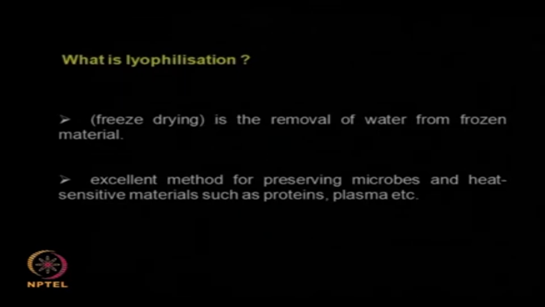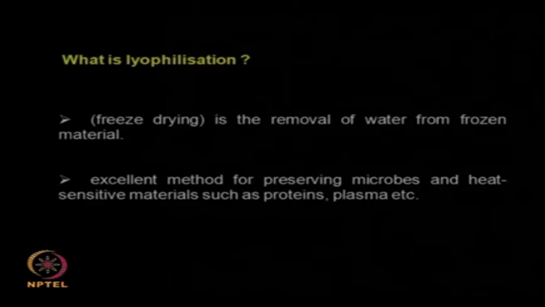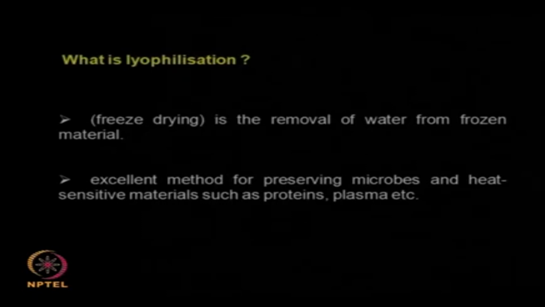The water becomes ice, the material also gets frozen, and then when you change the temperature or when you change the pressure, the ice directly goes into the vapor. So it does not go into the liquid at all. So you select operating conditions so that the ice directly goes into vapor and it does not go through the liquid phase. That is what is called freeze drying.